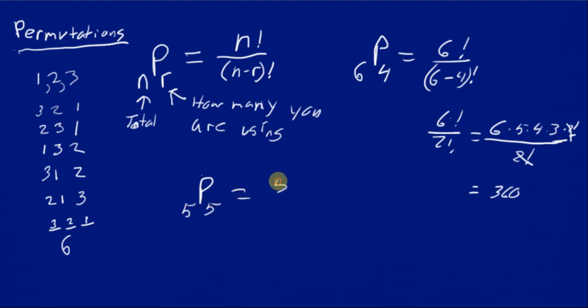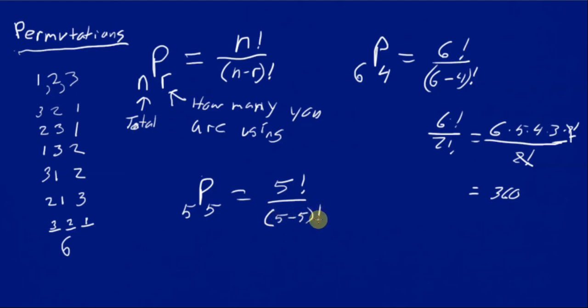Well, that would be 5 factorial divided by 5 minus 5 factorial. And that's going to bring a question here. It's going to be 5 factorial all over 0 factorial. Well, 0 factorial you might think would be 0, but by definition, 0 factorial is equal to 1. So that just becomes 5 factorial. So that's my answer, is 5 factorial.